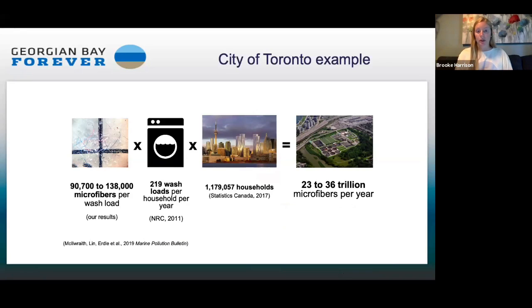The average household does about 219 washes per year. In Toronto, there's about 1,179,057 households. So what that results in is about 23 to 36 trillion microfibers being released per year in Lake Ontario.